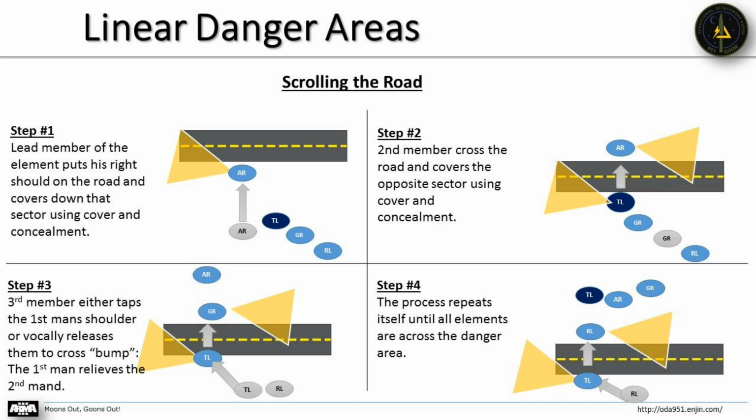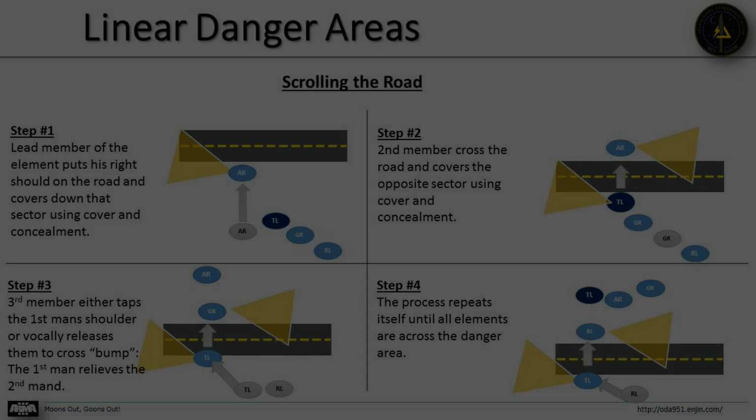That soldier then pulls security opposite of the direction he was pulling the first time. This bumping then continues until the entire element has crossed the road. Scrolling the road is ideal for smaller linear danger areas, such as coming out of a wood line to a small path and then moving across to a far side wood line.